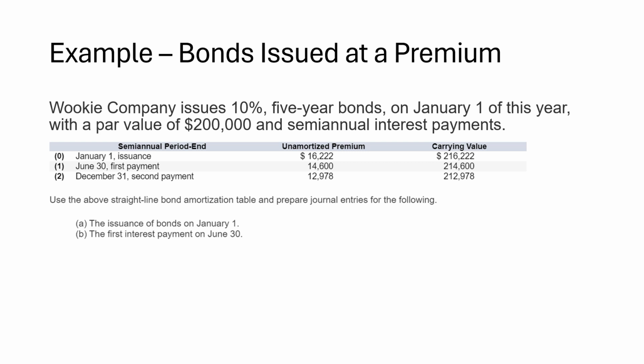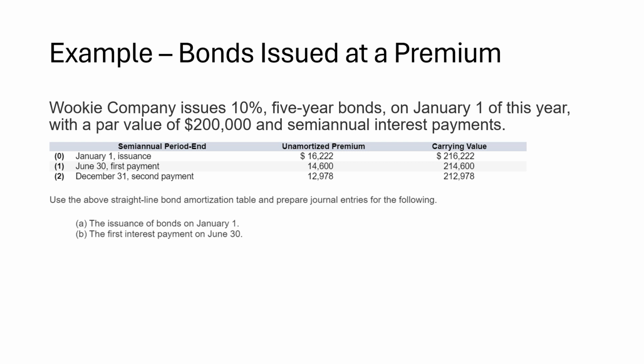So we'll do an example to make sure that makes sense. Wilkie Company issues 10% 5-year bonds on January 1st. We'll say, well, the year doesn't matter, so that's okay. So on January 1st, with a par value or a face value of $200,000 and semi-annual interest payments.